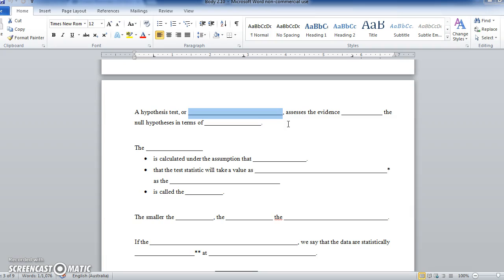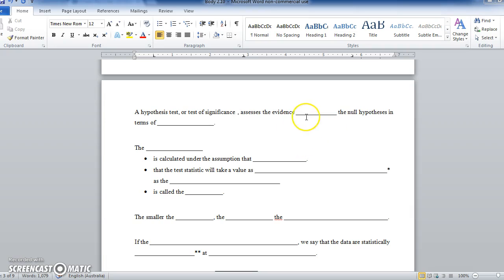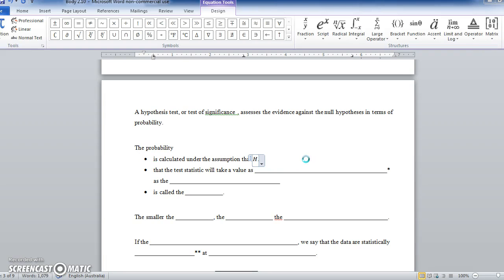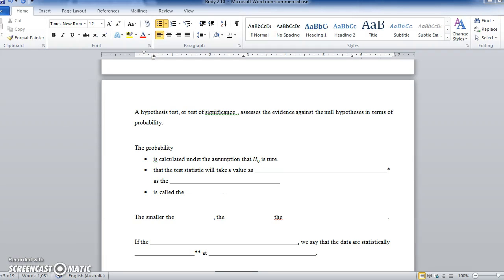So a hypothesis test, or a test of significance, assesses the evidence against the null hypothesis in terms of probability. So at the moment we're looking at evidence against the null hypothesis. The probability is calculated under the assumption that our null hypothesis is true, so H naught is true.